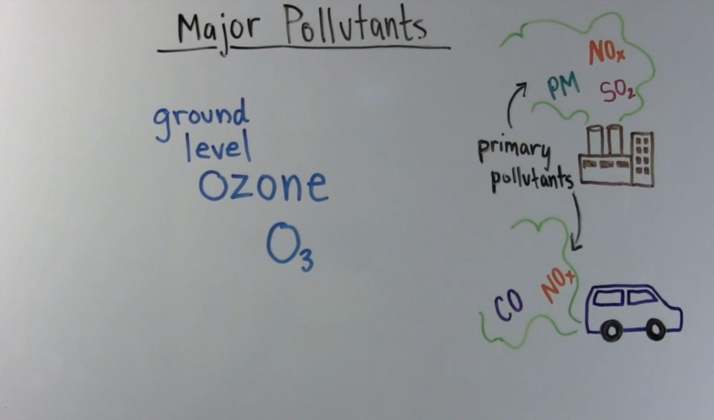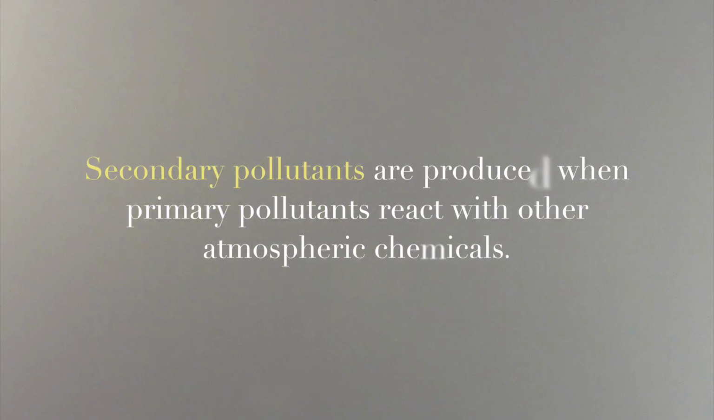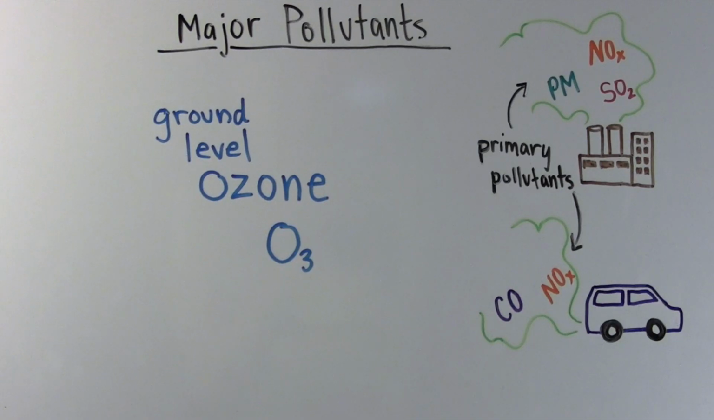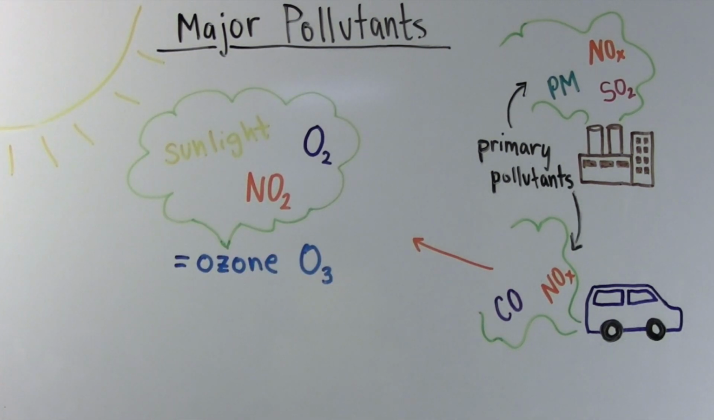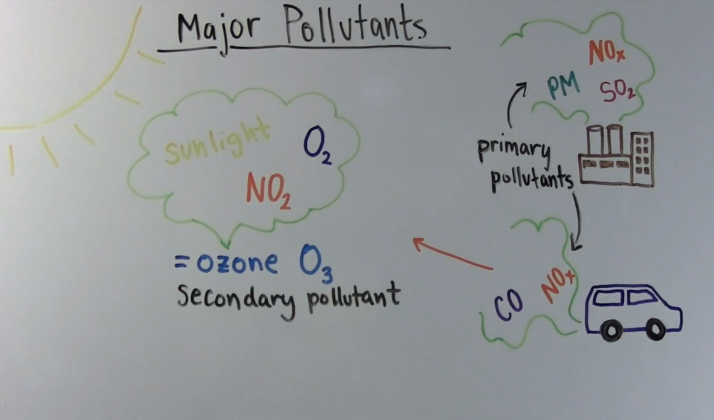Ozone is a secondary pollutant. A secondary pollutant is produced when primary pollutants react with other atmospheric chemicals. With ozone, for example, this can occur as nitrogen dioxide is released from automobile exhaust as a primary pollutant and reacts with oxygen and sunlight in the atmosphere. The result is the formation of the secondary pollutant, ozone.